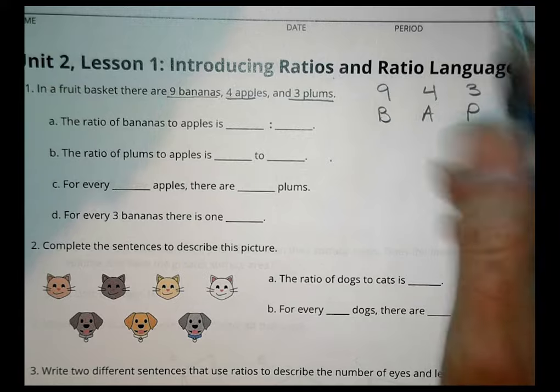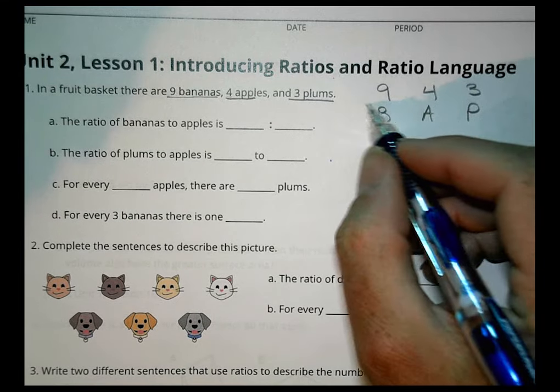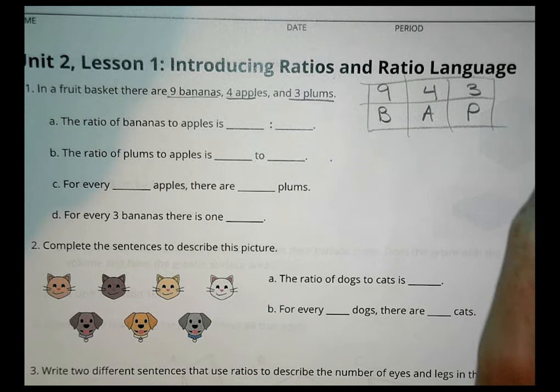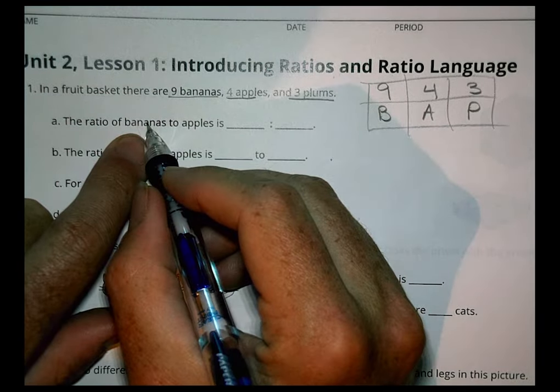That's just my notes, just so I don't have to look back at the problem so often and just see, okay, that's what we're dealing with there. Right? Apples, bananas, and plums. The ratio of bananas to apples.